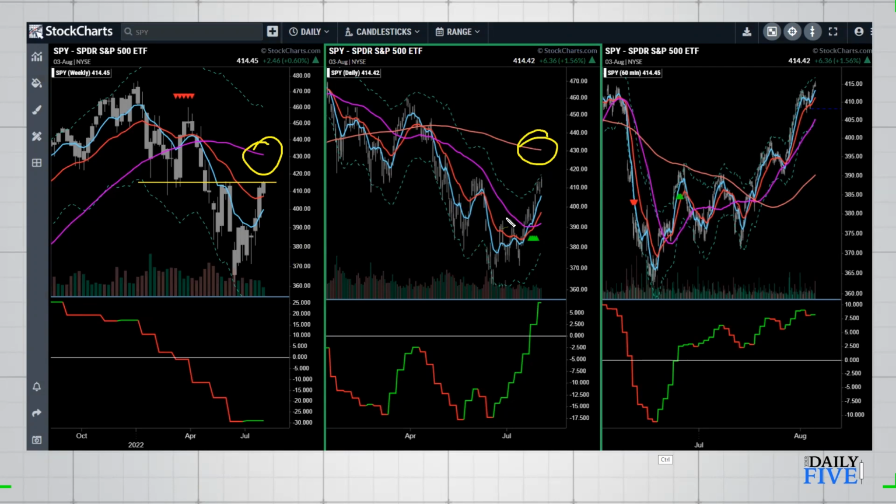I think that moving up into these overhead moving averages like the monthly 10, the weekly 50, and the daily 200, I think those are going to be big. So seriously, watch out when price gets up that high.